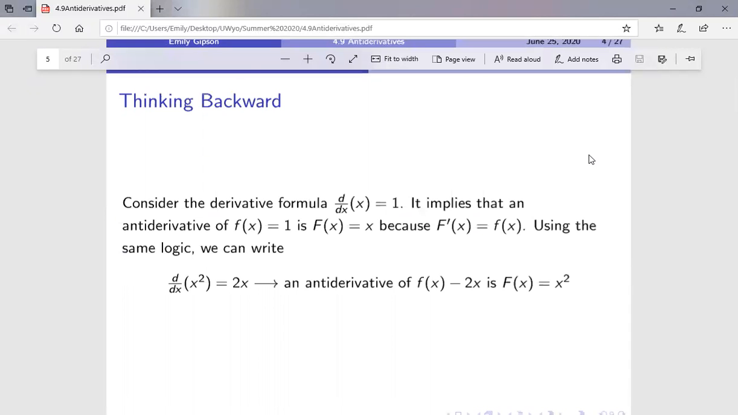So let's think backwards for a moment. Consider the derivative formula d/dx of x equals 1. It implies that an antiderivative of f of x equals 1 is capital F of x equals x, because capital F prime of x is f of x. Using the same logic, d/dx of x squared equals 2x, so an antiderivative of f of x equals 2x is capital F of x equals x squared. So if we can go forward, we can always go backwards.